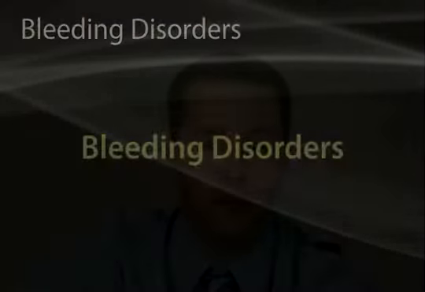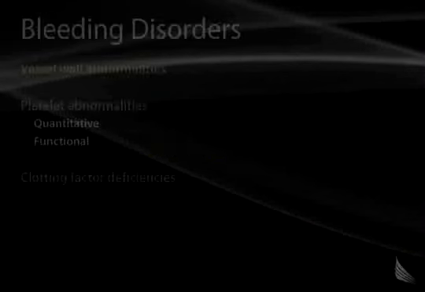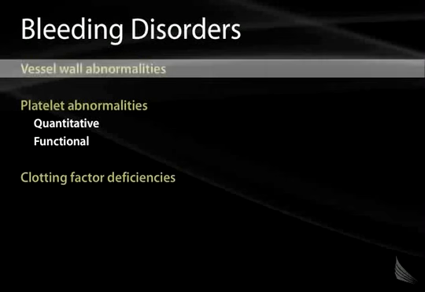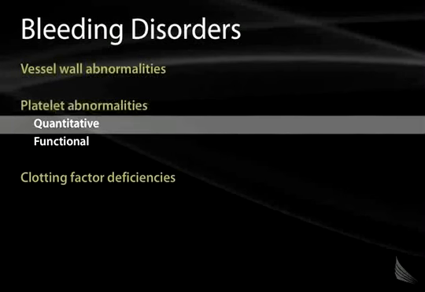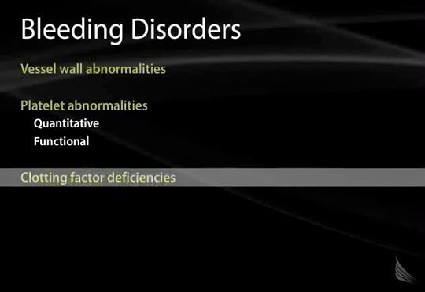Our next session will cover the topic of bleeding disorders. We can divide up bleeding disorders into the three key components of the formation of a primary clot and a secondary clot. We can look at vessel wall abnormalities. You can have platelet abnormalities, which can either be quantitative or functional, and then we can discuss deficiencies in the various clotting factors.